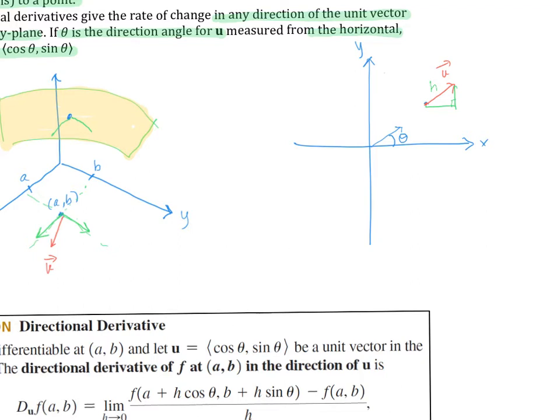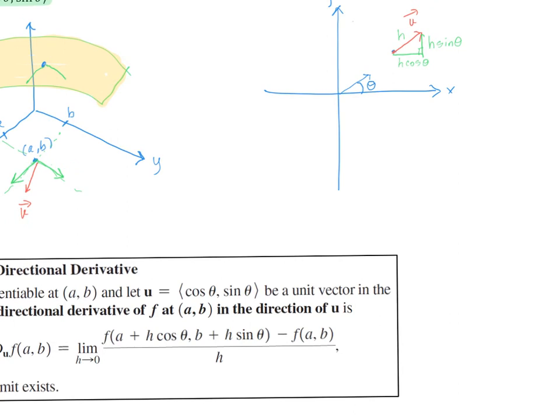then I would have sides h cosine of theta, h sine theta. So you can just go ahead and verify that using the Pythagorean theorem. h squared cosine squared theta plus h squared sine squared theta, that should be equal to h squared, which it is. If I factor out the h squared, I just get cosine squared plus sine squared, which is 1.